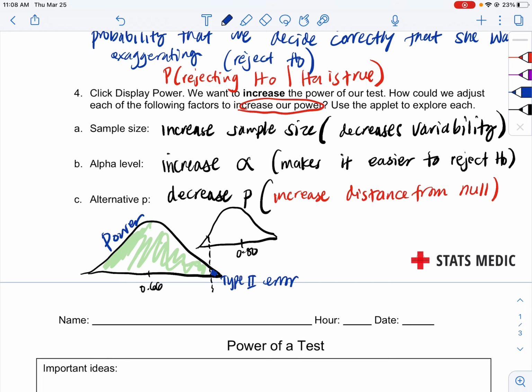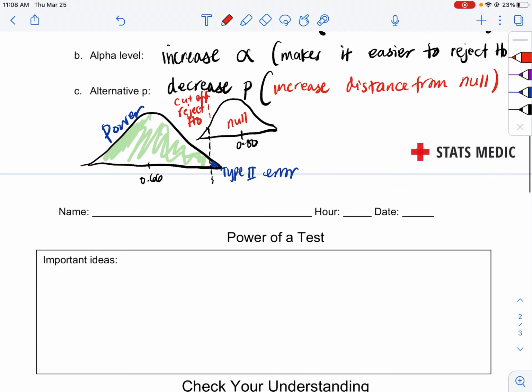Okay. And then this whole entire thing is, of course, our null. And this line is a cutoff to reject H0. Okay. Hoping that wasn't that confusing.